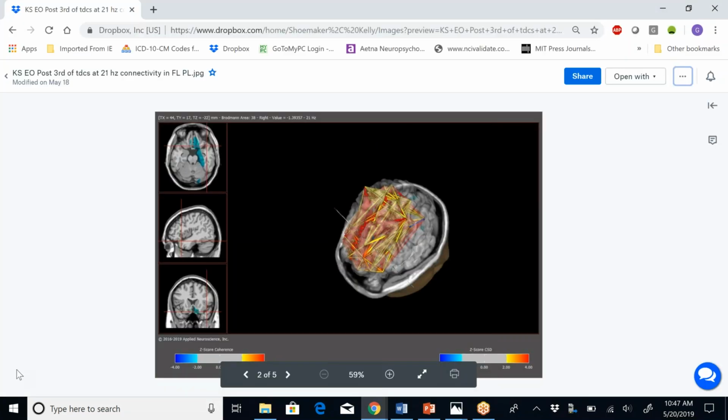Okay. So those are examples of some of the more common non-invasive neuromodulatory interventions.